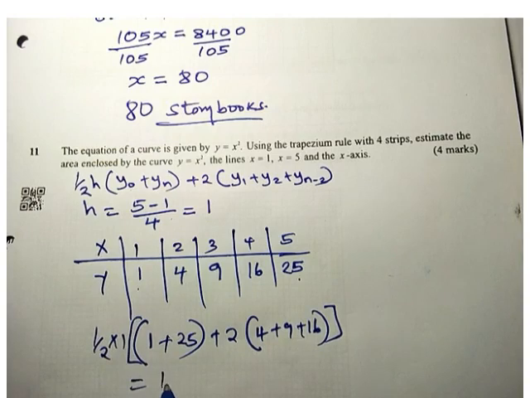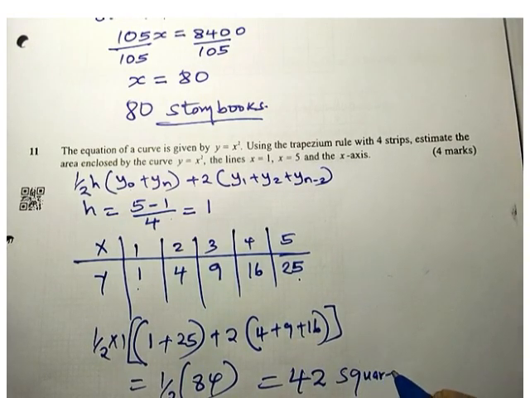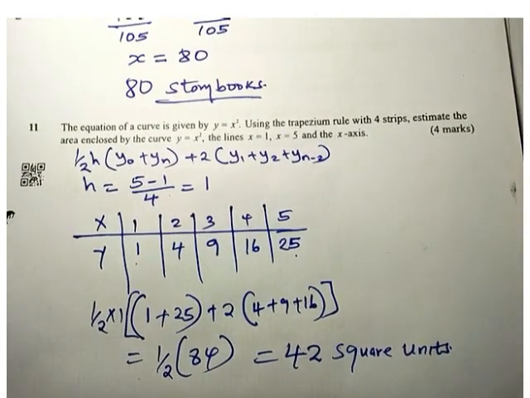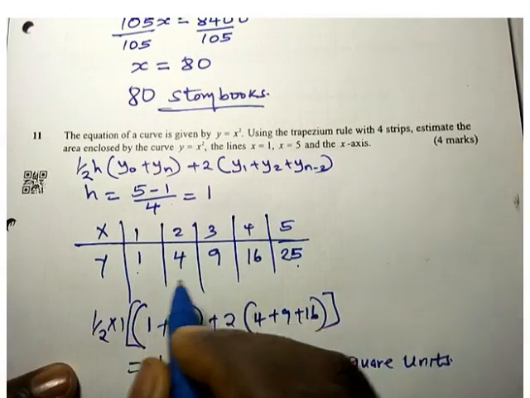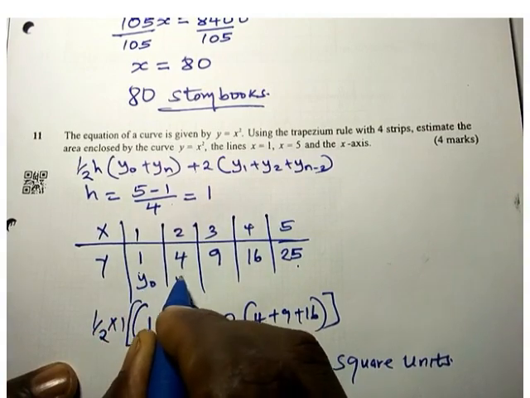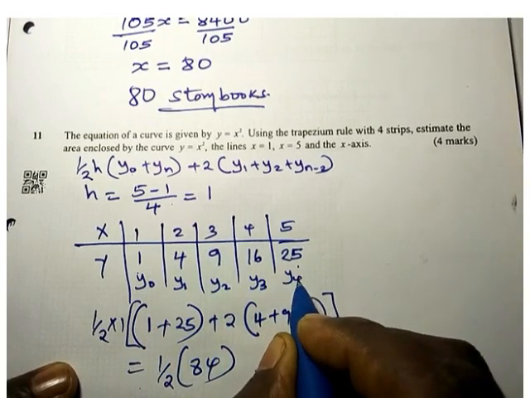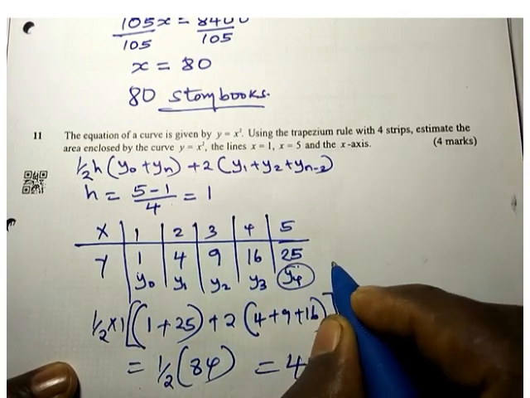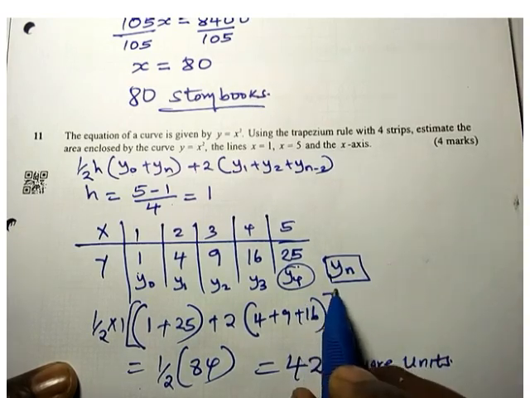This is the same as 1 over 2, 84. This one will give us a total of 84, and it will give you 42 square units. So maybe to explain somehow, this is the y, and this one is the y0, this is y1, y2, y3, and y4. So y4 being the last one is the one we call yn. Fine. So it is important for me to mention that.